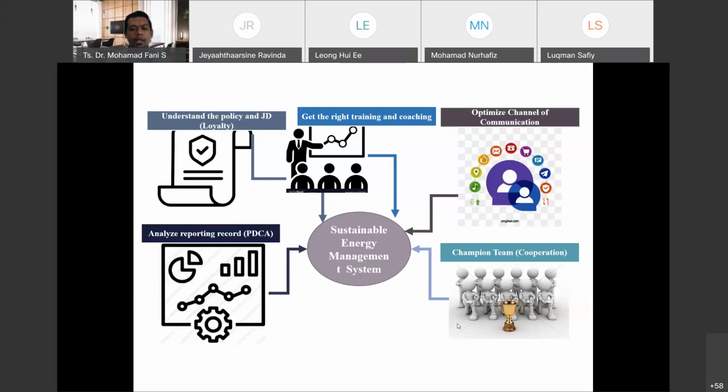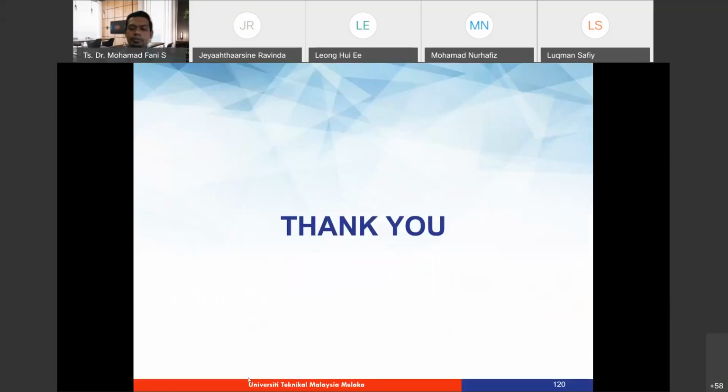Okay, analyze reporting record, PDCA, plan, do, check, and action. So must have that kind of philosophy so that when we have any problem, we come up with a discussion and we come up with the solution. And when we plan, we do and we check back all our plan during the implementation, and we take the other action to improve or to enhance the performance of that.